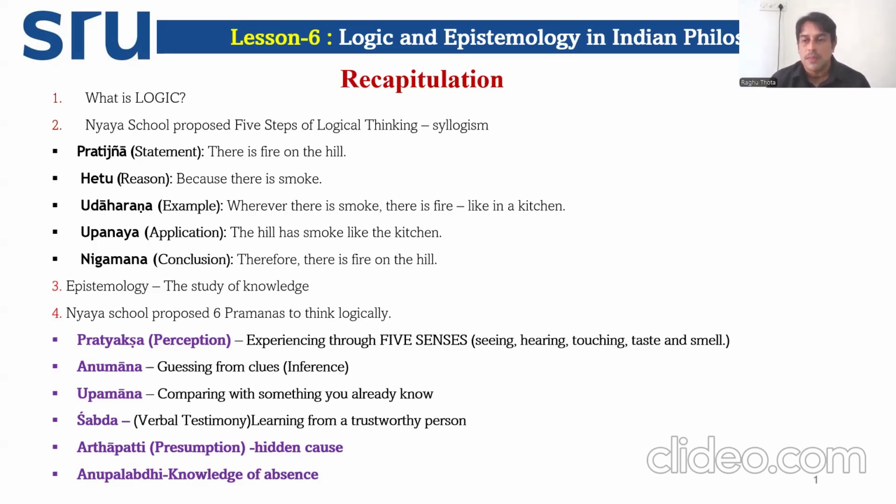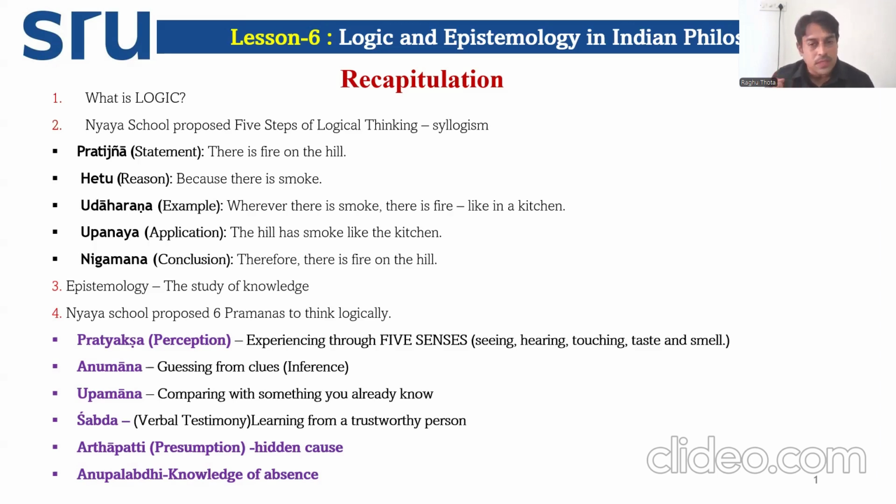The 6 pramanas are nothing but the 6 different ways to come to the logical conclusion. So what are the 6 different ways suggested by the Nyaya school to come to the logical conclusion? One is pratyaksha, which means perception. If you want to come to a conclusion on something in regard to a situation or a crime, you have to come to the conclusion based on experiencing the 5 senses, any of these 5 senses.